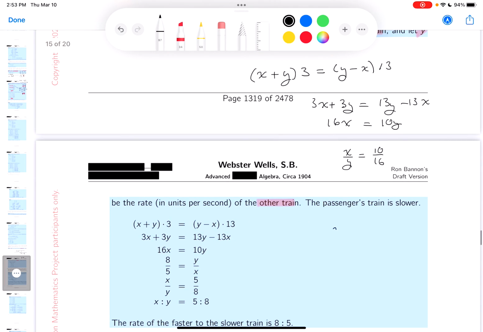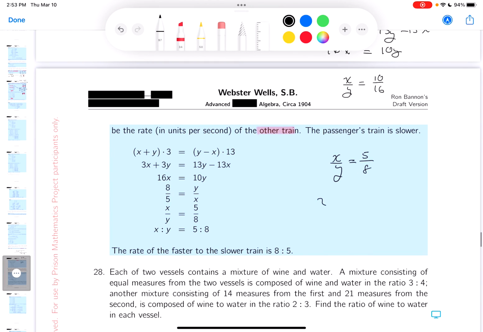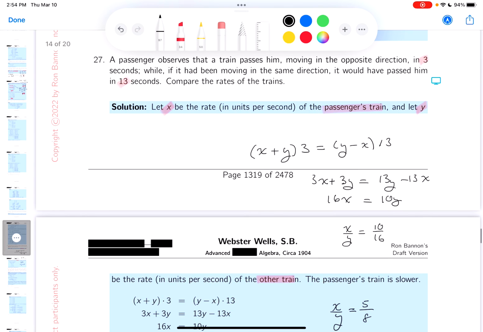We may have to go back and read, too, to understand what these x and y mean. And that's going to be what? 5 over 8. So x is to y as 5 is to 8. All right? And we're done. So the ratio of the rates between them is 5 to 8. By the way, you could write that differently, too. You could write y to x, and that's 8 to 5. It's up to you. I don't think they really specified it, though.